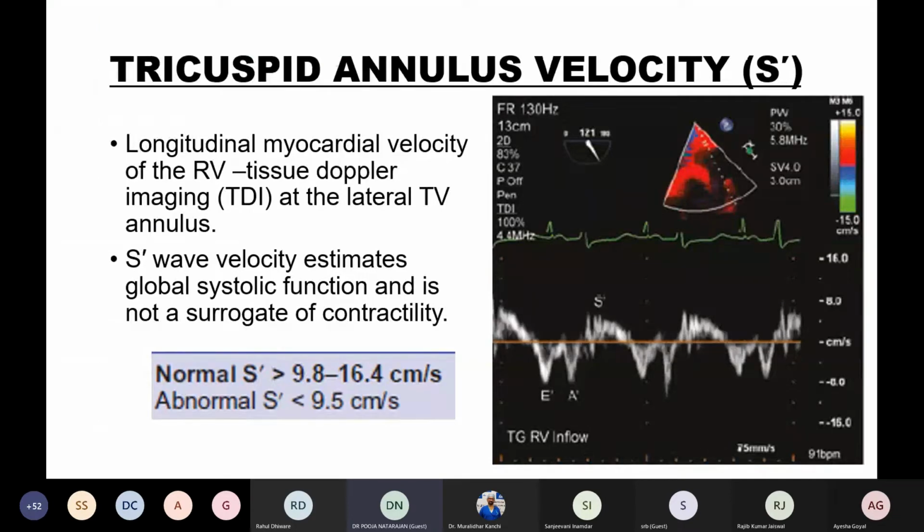Next is the S prime velocity. How do we calculate this? This is done using the TDI. So we press the TDI button, focus on the lateral wall, and then we take the S prime velocity. Anything less than 9.5 is considered abnormal.